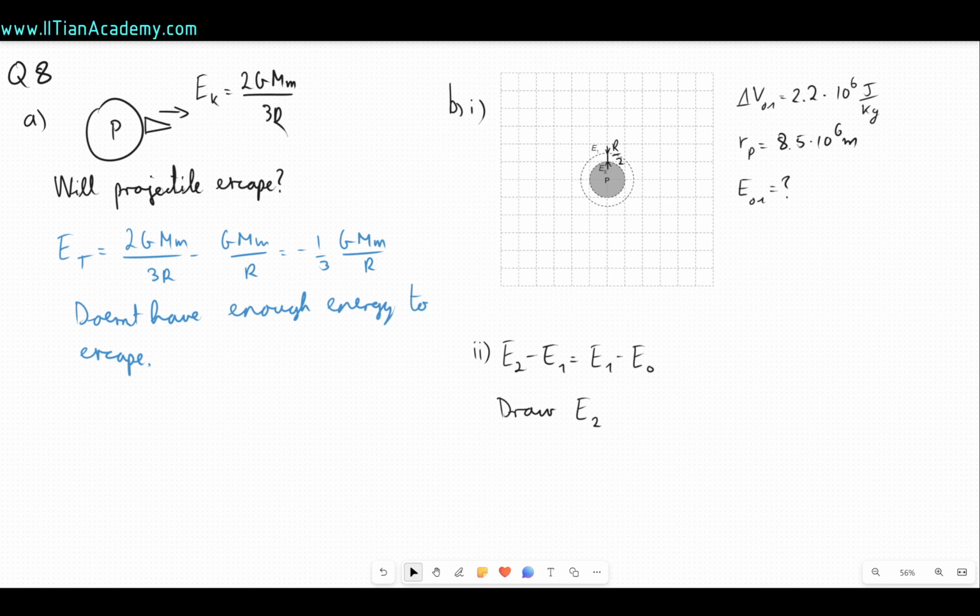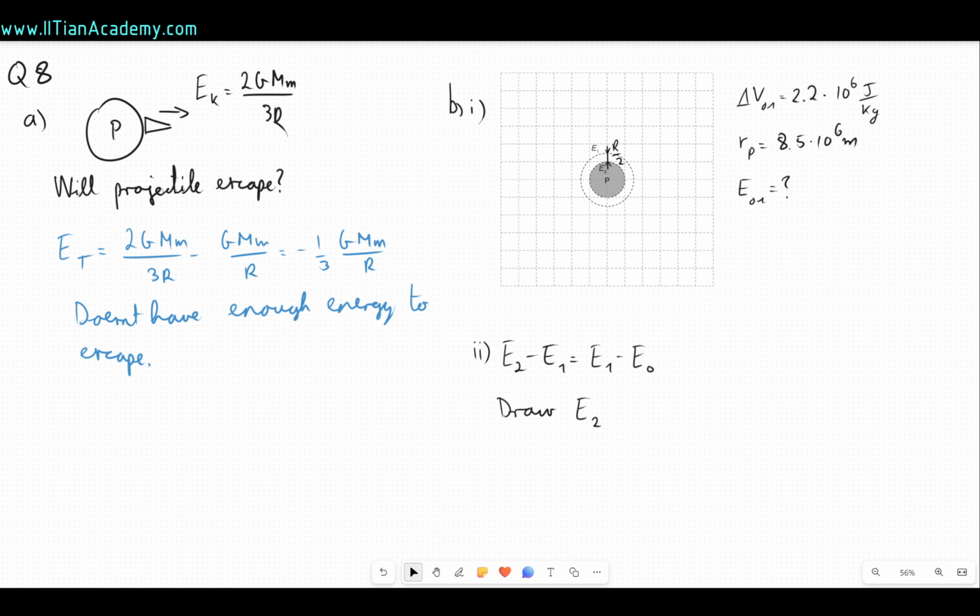So in question 8b, we're given that the surface of P is an equipotential surface, E0, and we're also given E1 drawn on the graph. We're told the distance from E1 to the center of the planet is 3r over 2. We're given the potential difference between these two surfaces, and we need to estimate the average gravitational field strength. We're given the radius of P as well.